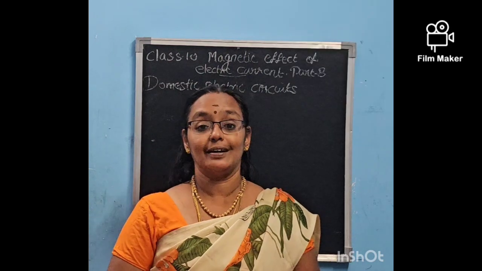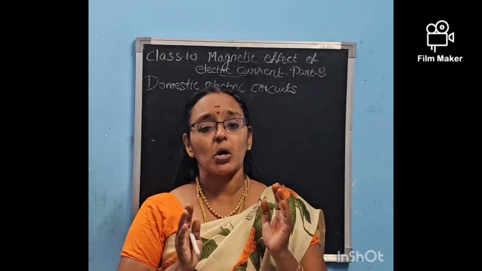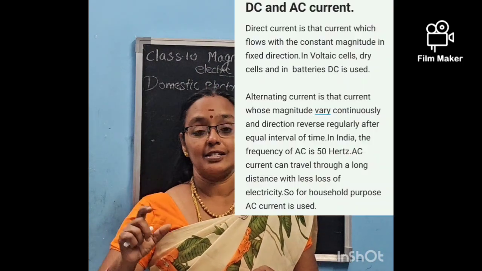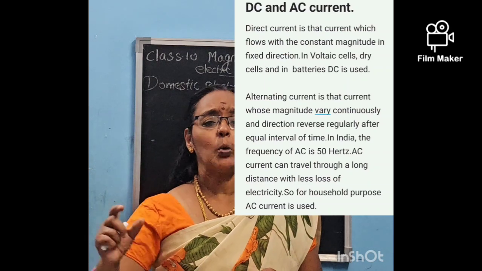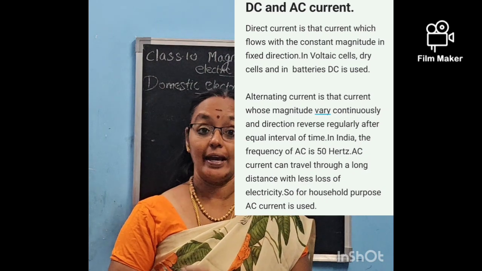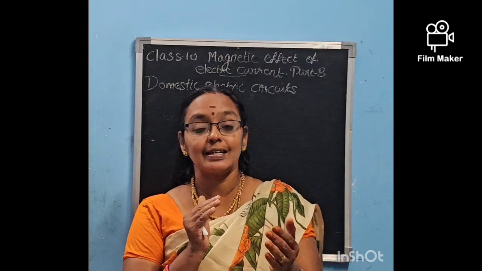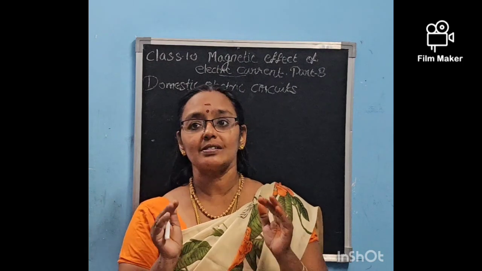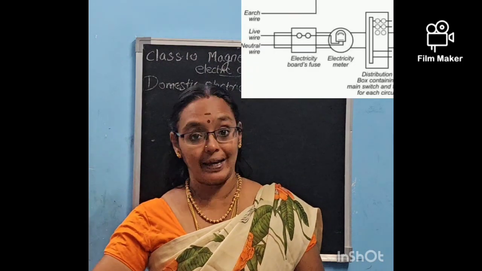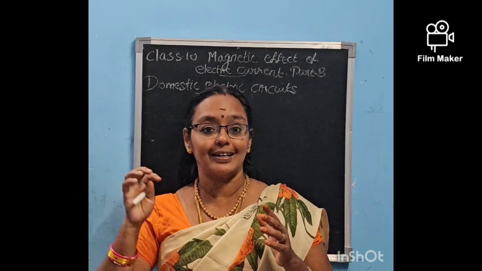In India, the frequency of the AC current is 50 Hz. Because of this alternation of the direction of the current, the electric current can travel a long distance with very little loss of electricity in the case of AC. That's why AC is preferred for domestic purposes. As the electricity enters our home, first it will enter the electric meter and then it enters our mains. Then only will it enter the various appliances which are connected in our home.